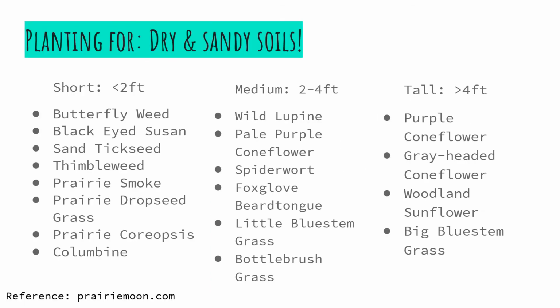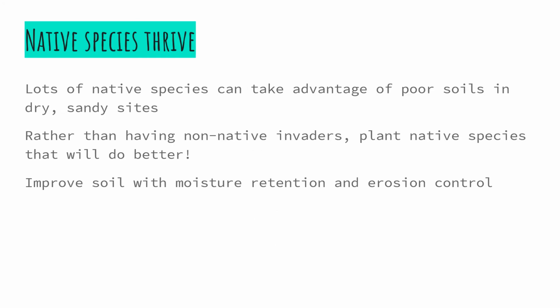And here's our list that are specific for dry and sandy soil types, again broken down by short, medium, and tall plant heights. Native species actually thrive in these dry, sandy conditions, and lots of native species can take advantage of the poor soils in those dry, sandy sites. Rather than having non-native invaders, native plant species will actually do better. They improve soil with the moisture retention and erosion control with their root systems.